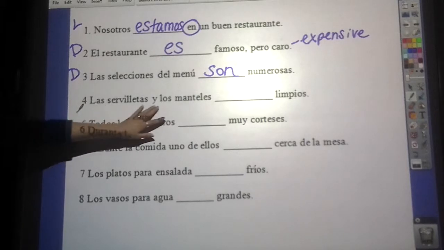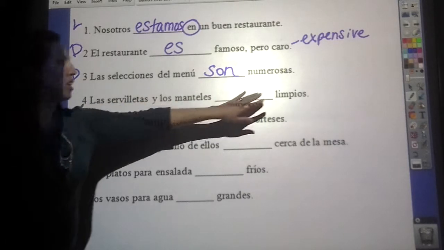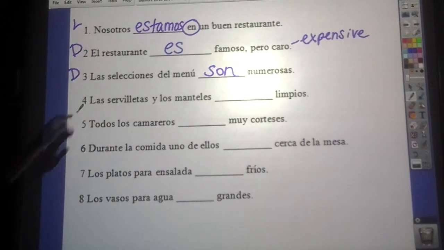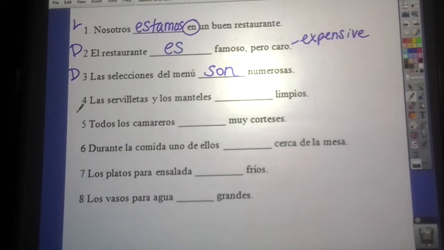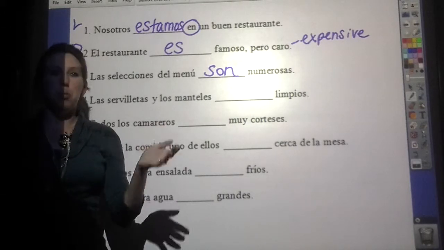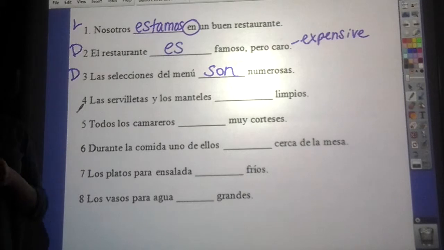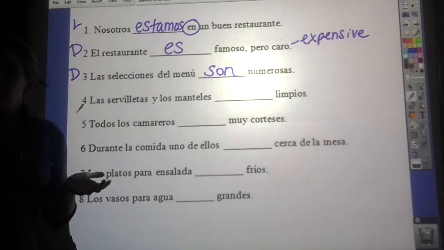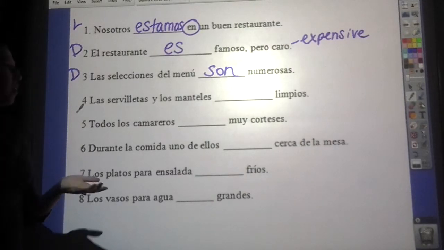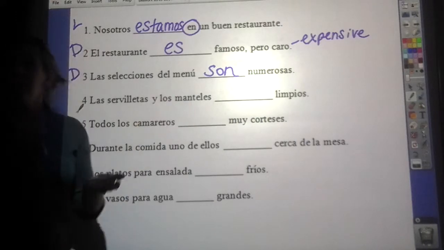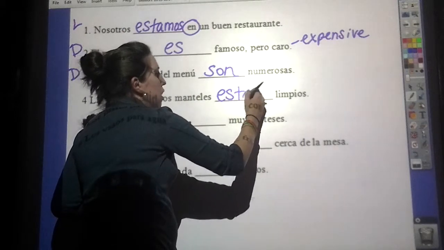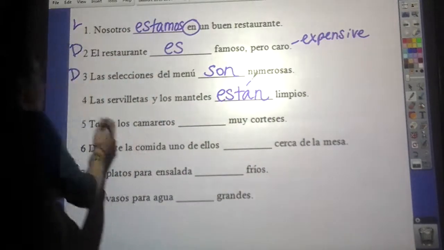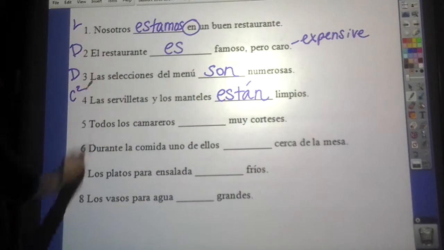Cuatro, las servilletas y los manteles blank limpios. So the napkins and the tablecloths are clean. Now clean, what happens if you get a large group of messy, pre-homecoming sophomores? Well, they might make the tablecloths messy. So this is a changeable condition. So you would do están. And that's a C squared.